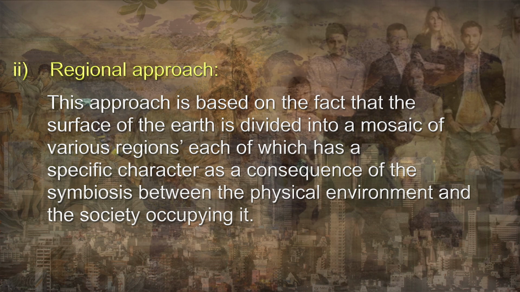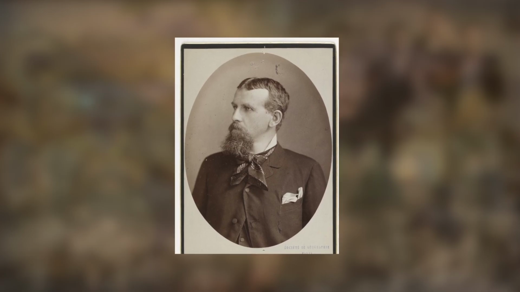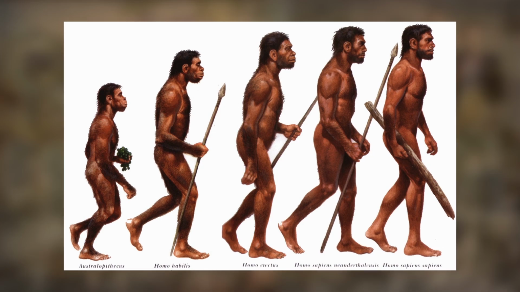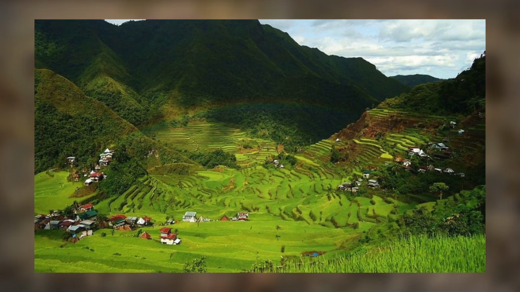This approach is based on the fact that the surface of the earth is divided into a mosaic of various regions, each of which has a specific character as a consequence of the symbiosis between the physical environment and the society occupying it. This approach is introduced by Vidal de la Blache. It is basically related to patterns and processes by considering the relationship between human beings and natural environment. This is better expressed in any cultural landscape. Analysis of patterns and processes expresses the spatial organization in environmental space.